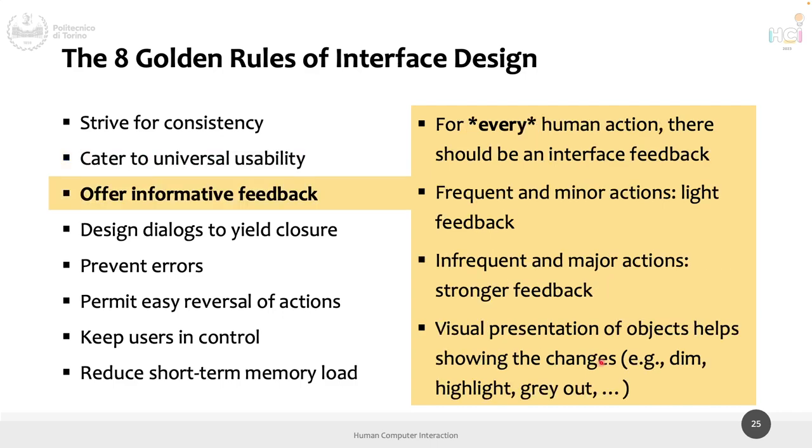So universal usability, there are several needs, permanent or not permanent, and if you want to scale internationally, there are things that need to change and the interface should adapt. And no example here. The third rule says to provide informative feedback. The rule says that for every, and notice every is bold and with two asterisks, for every human action there should be a feedback of some sort.